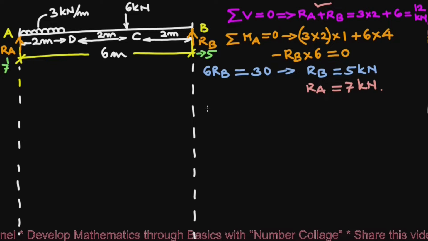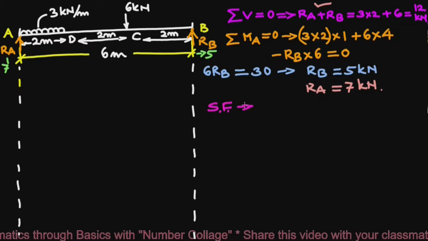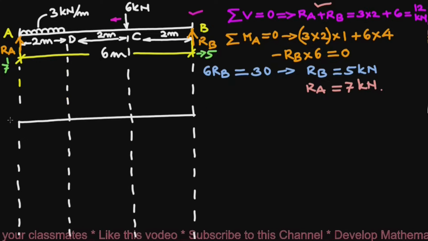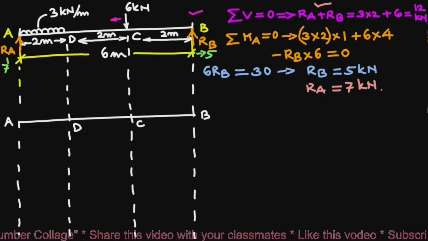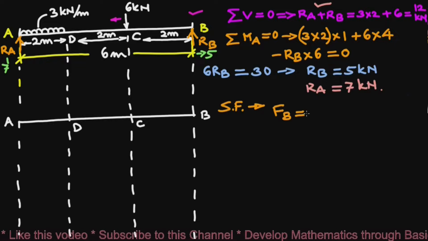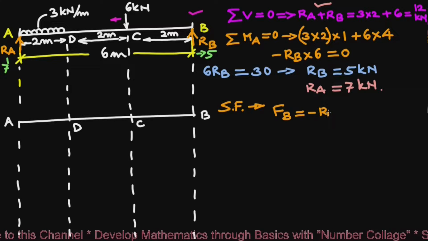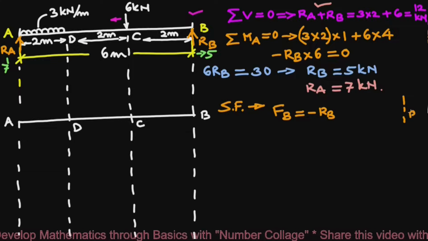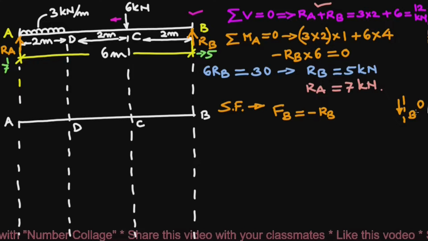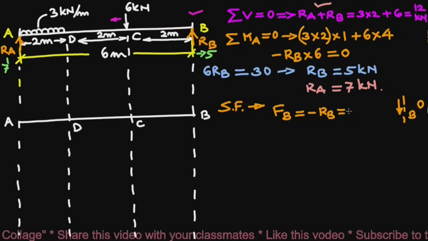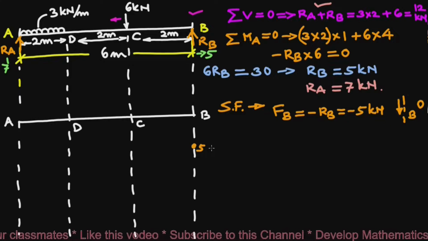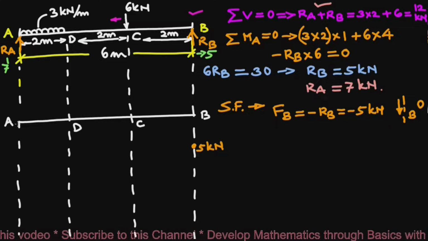Now let us write shear force calculations starting from point B. For shear force diagram, we will draw the baseline first, A, B, C, D. Now we will write SF calculations. So shear force at point B will be equal to minus reaction RB, because there is no load to the right of point B, and downward force to the left of point B. So therefore FB will be minus RB, that is minus 5 kilonewton. We will plot at this point 5 kilonewton, which is below the baseline AB.